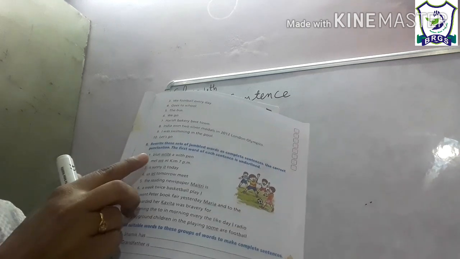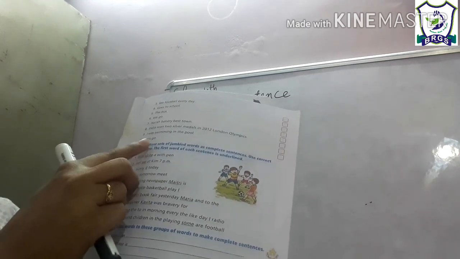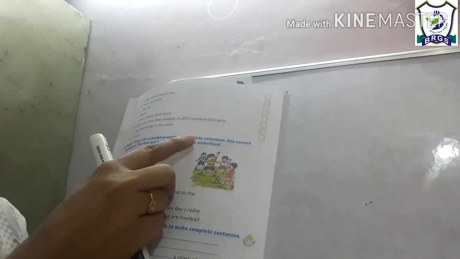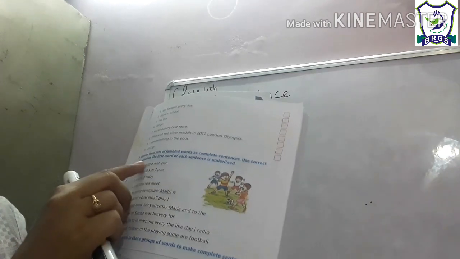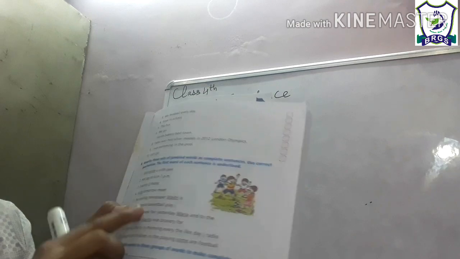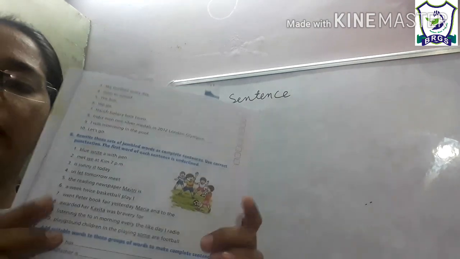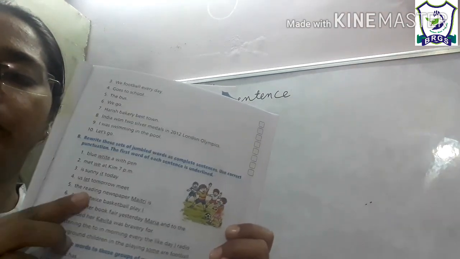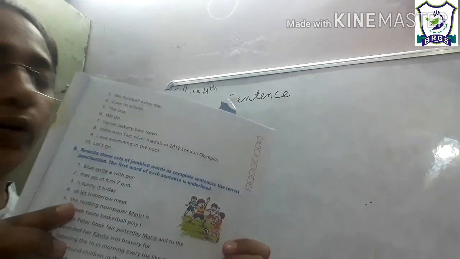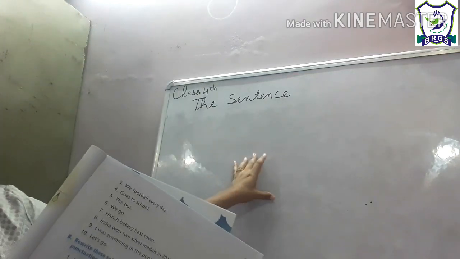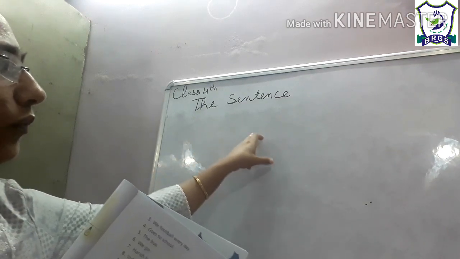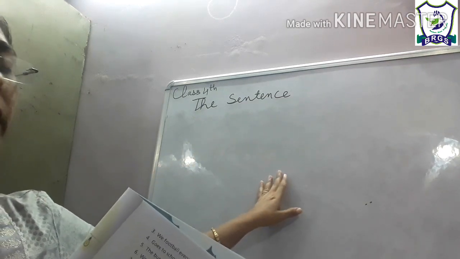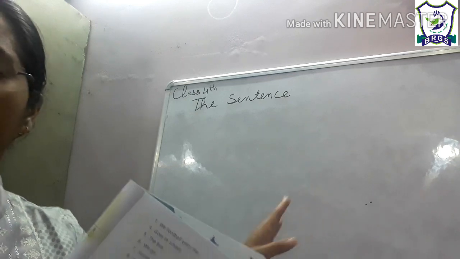Now this is exercise B. Rewrite these sets of jumbled words as complete sentences. Use correct punctuation. The first word of each sentence is underlined. So these are the jumbled words. This is the group of words which you have to arrange according to the arrangement which I have told you: first the subject will come, then verb, then object, and the other words where, when, how and why.